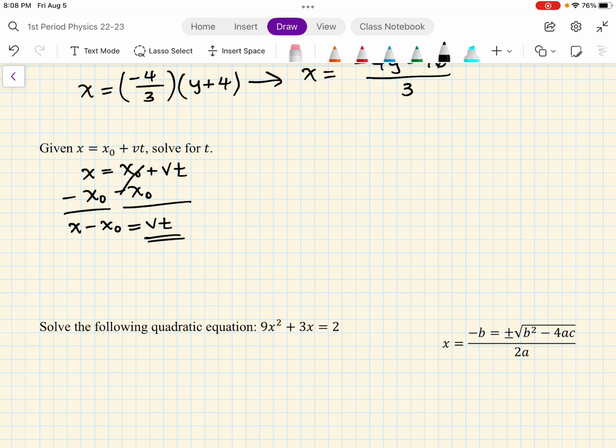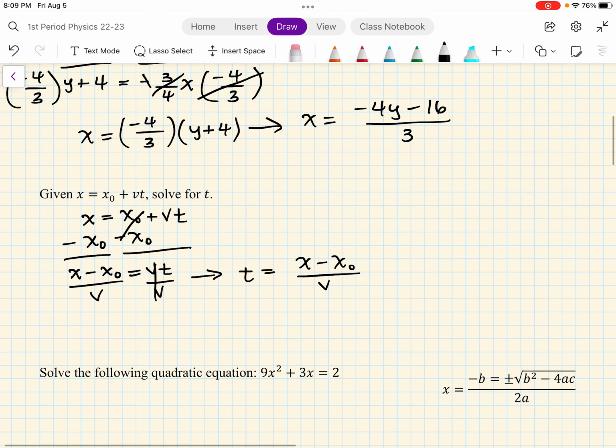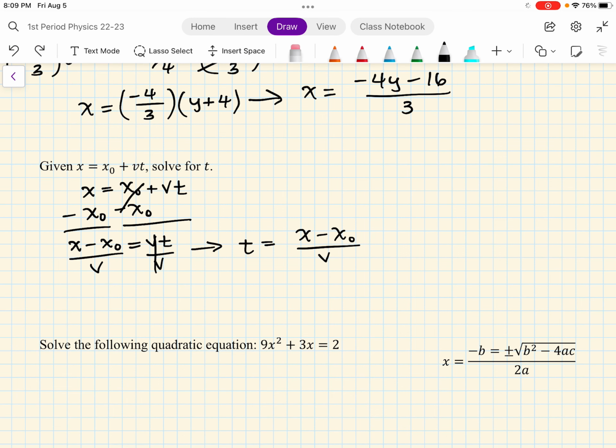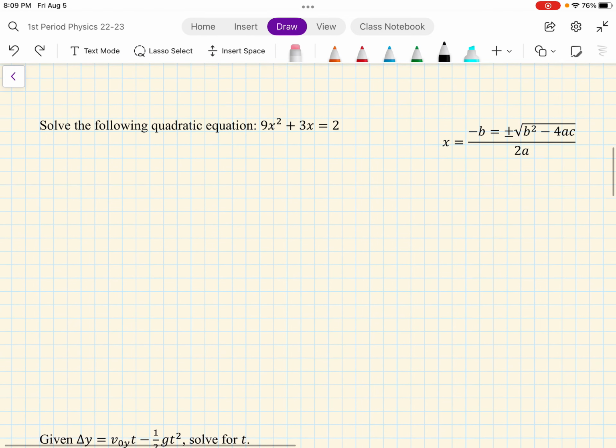Now these two are together, meaning they're multiplying each other. So to solve for t, I have to divide by v. I do that on both sides, and then I have t is equal to x minus x naught divided by v. Kind of looks like this one. If you think about it, I treated every variable as if it were a number. I just didn't simplify anything. Okay? Hopefully that made sense. You'll practice in class.